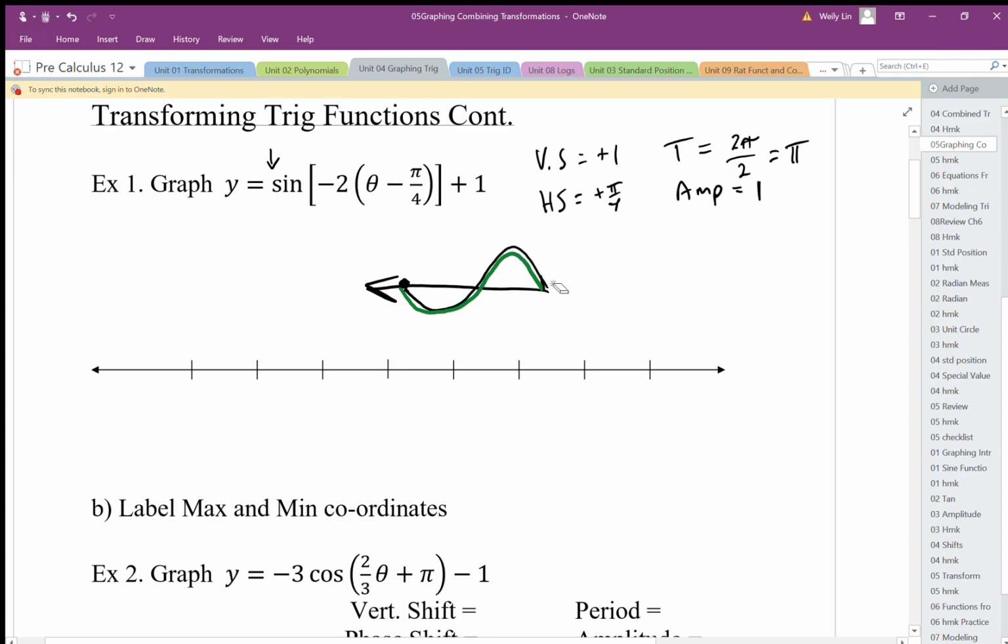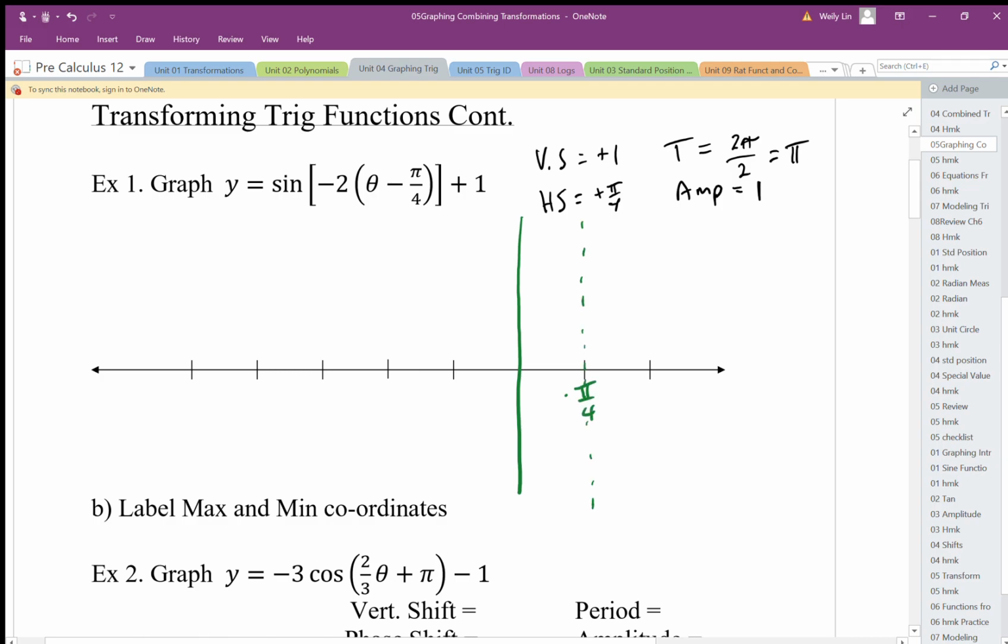Okay, for now I'm just going to graph it from right to left, thinking of it as a horizontal flip, and everything now is going backwards. Instead of left to right, we're going right to left. Okay, so where's my horizontal shift? The shift is going to be to the right, pi over 4. So I'm going to put my y-axis here, and I'm going to say my horizontal shift is to the right, pi over 4. So there's my starting position.